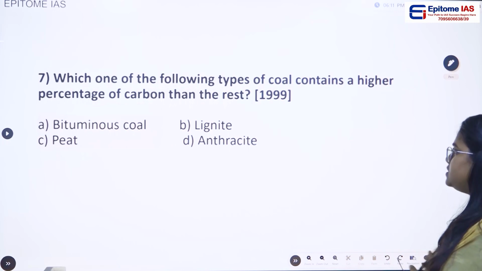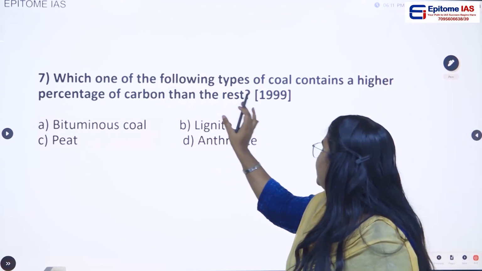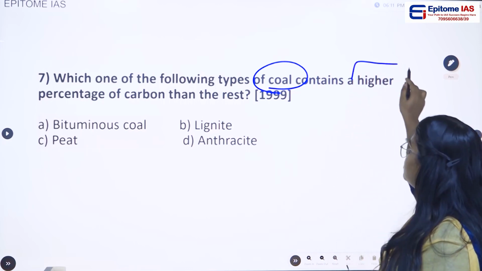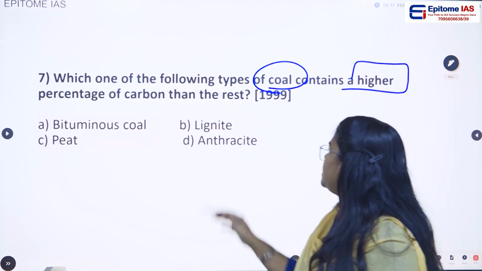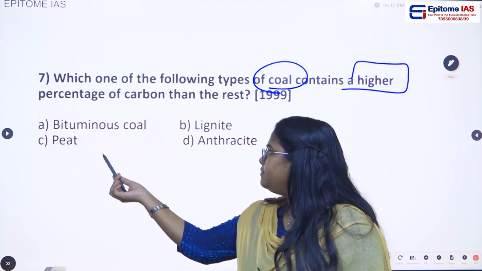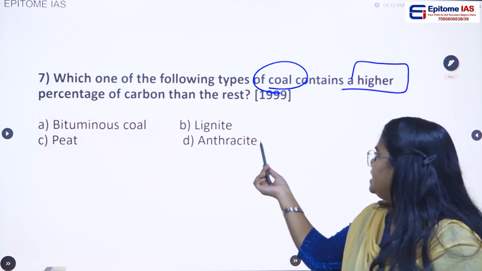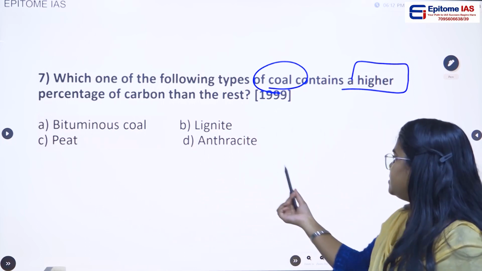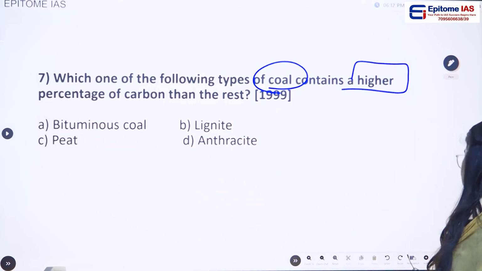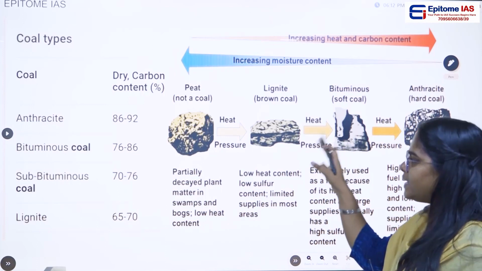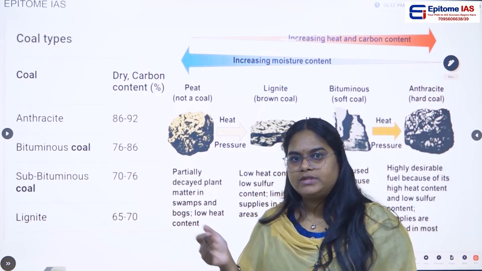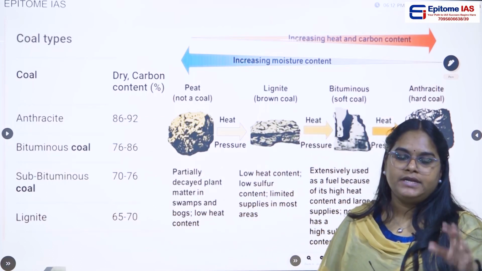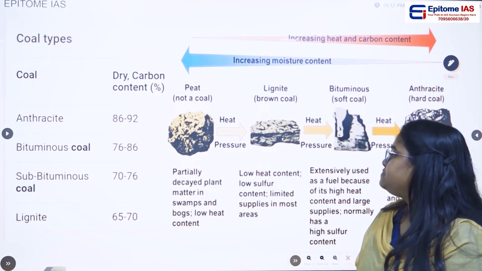Then the next question is, which one of the following types of coal contains a higher percentage of carbon than the rest? Option A, bituminous coal. Option B, lignite. Option C, peat. And option D, anthracite. So before answering this question, let us have a look at what these types of coal are, how they are formed, and what the percentage of carbon content in this coal is.